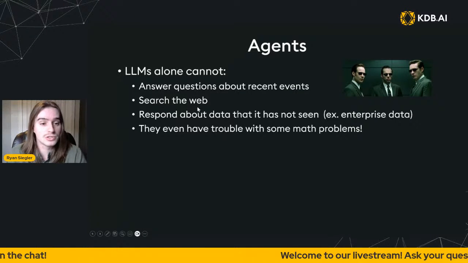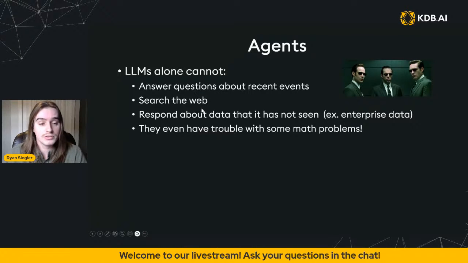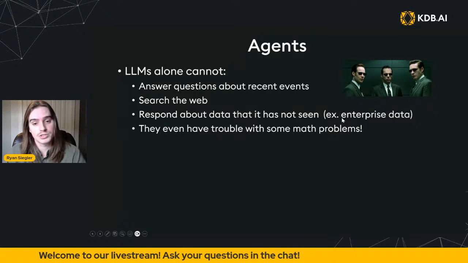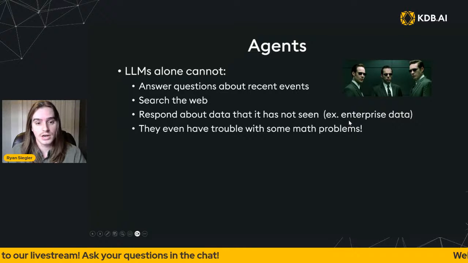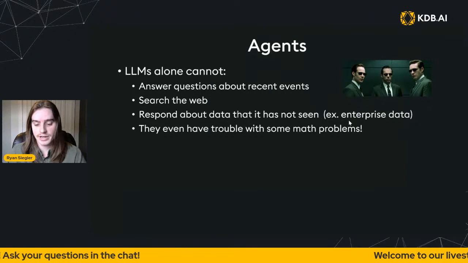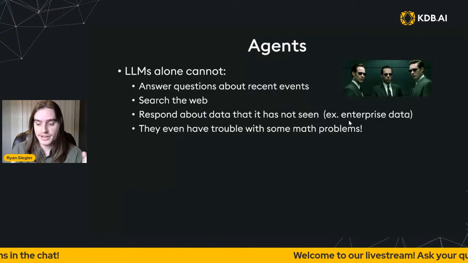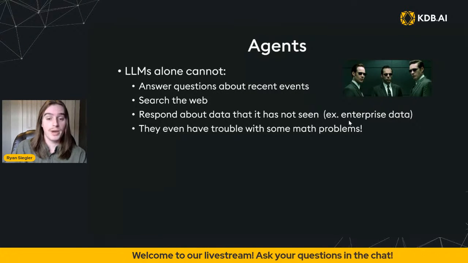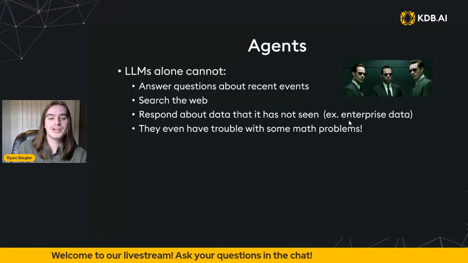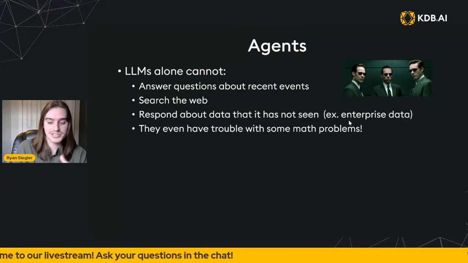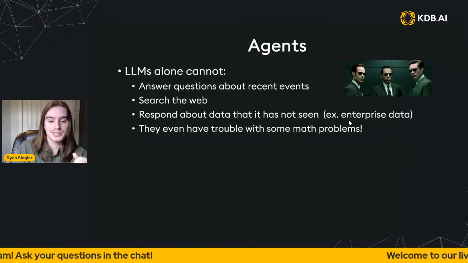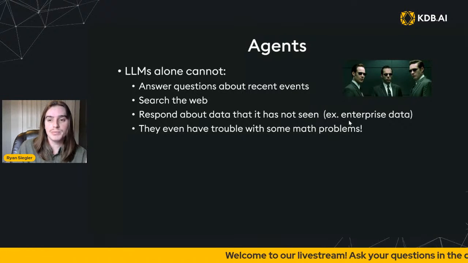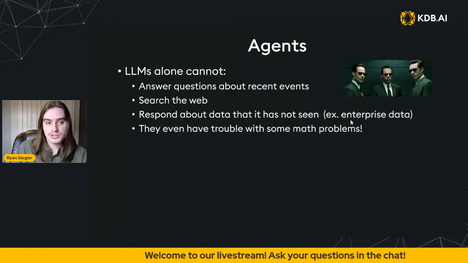It's not able to search the web on its own, and it wouldn't be able to respond about data that it hasn't seen, like personal data or enterprise data. So it's not able to answer certain types of questions. And then other things like something as trivial as some math problems, it could actually hallucinate an answer instead of going through step by step and solving the answer. So there's some limitations that we need to keep in mind when we're working with large language models.